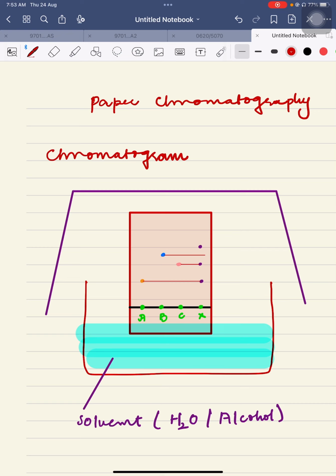One more thing I would like to inform you is that A is converted into a single spot, B is converted into a single spot, and C is also converted into a single spot. So A, B, and C are all pure substances, whereas X is not a pure substance because X is converted into more than one spot. So we will say that X is a mixture, whereas A, B, and C are pure substances.